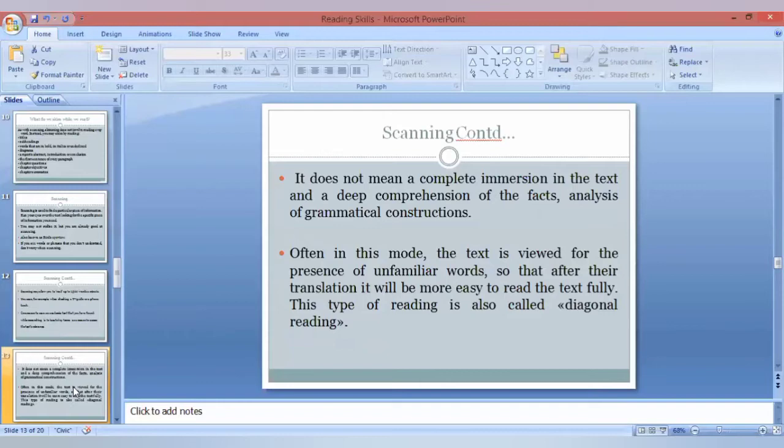And oftentimes in this mode of reading, the text is viewed for the presence of unfamiliar words, so that after their translation and interpretation, it will be easier to read the text fully. You also try to look for unfamiliar words, and you translate and interpret them, so that it becomes easier for you to read the text entirely. And this type of reading is also called diagonal reading.